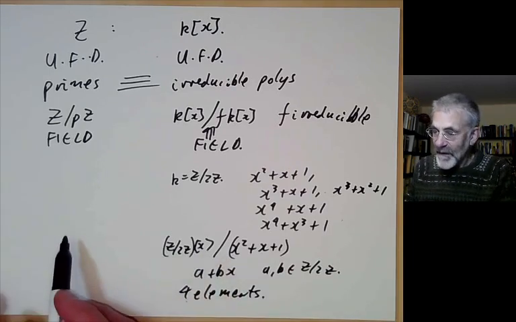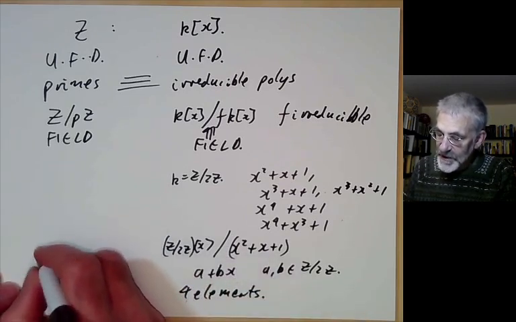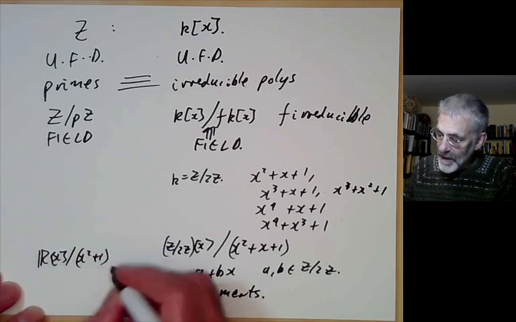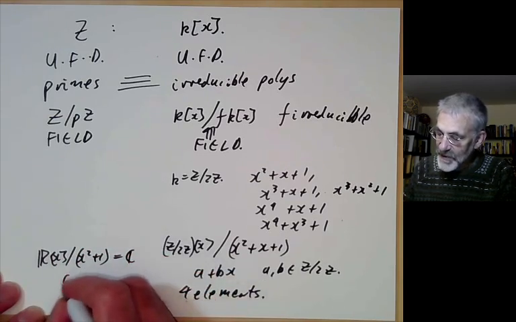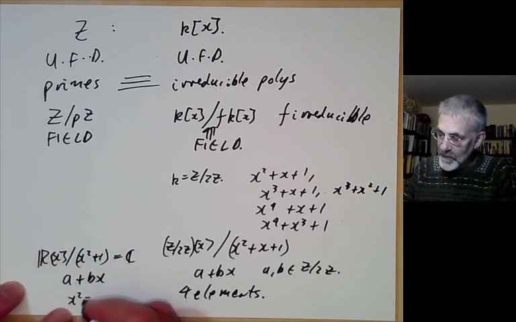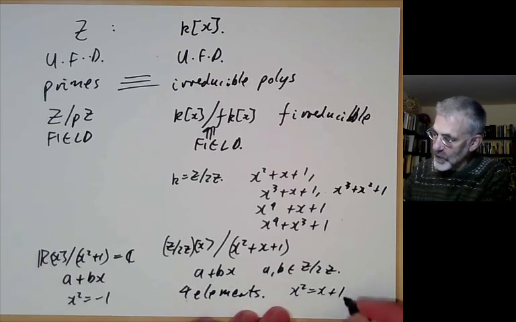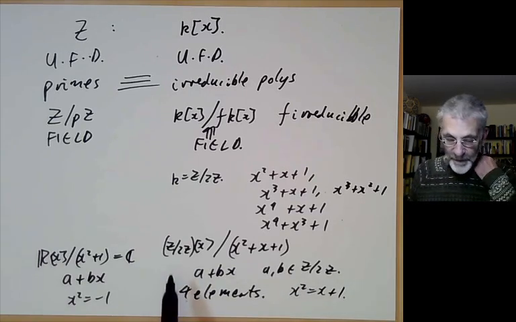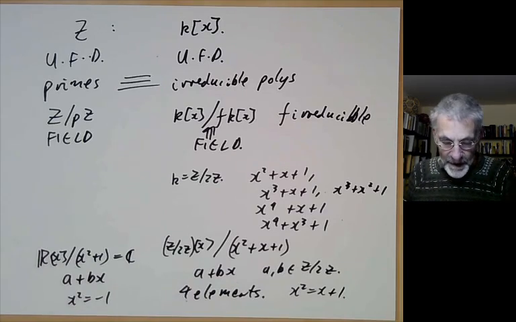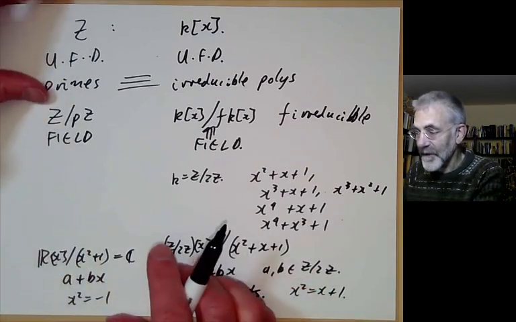You notice this is very analogous to the construction of the complex numbers. With the complex numbers, we just take R[x] modulo x squared plus 1. And this is also a field, the complex numbers, whose elements can be written as a plus bx for x squared equals minus 1. Here, x squared is not minus 1, it's equal to x plus 1. This is an example of something called a finite field.